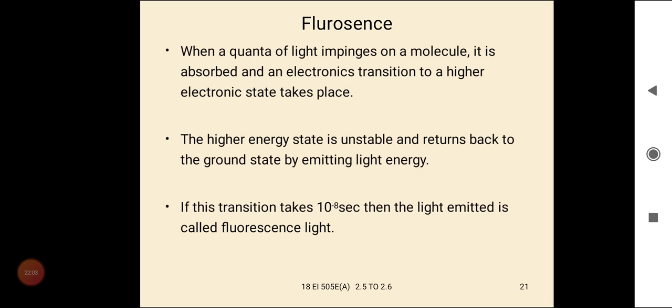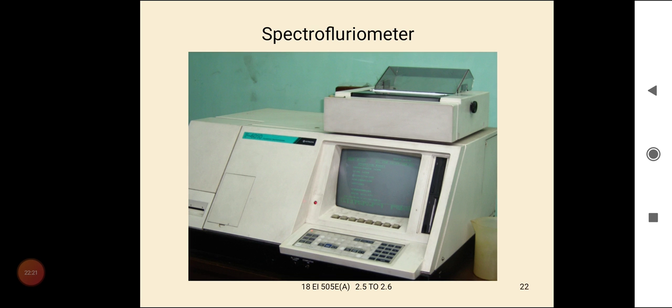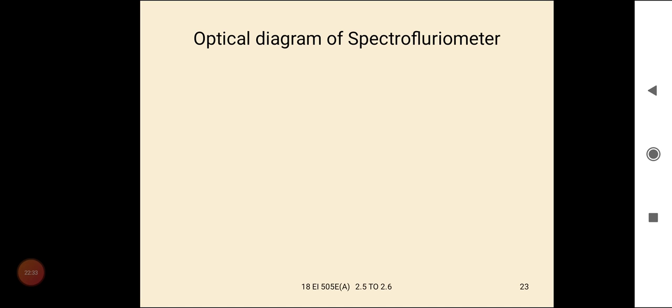The release of energy happens due to the quantum of light impinging on the molecules. This is called fluorescence energy. A typical spectrofluorimeter we can see in the slide. Optical diagram of the spectrofluorimeter.